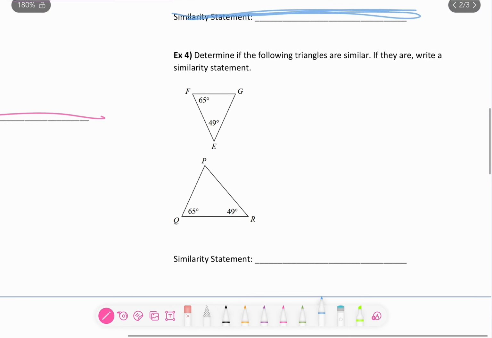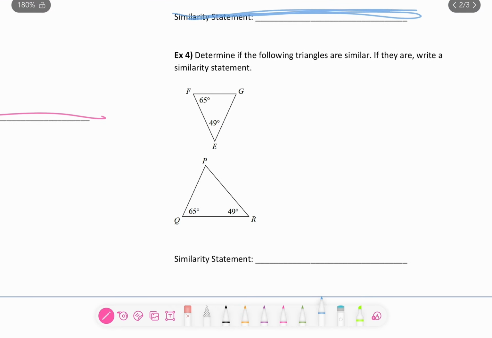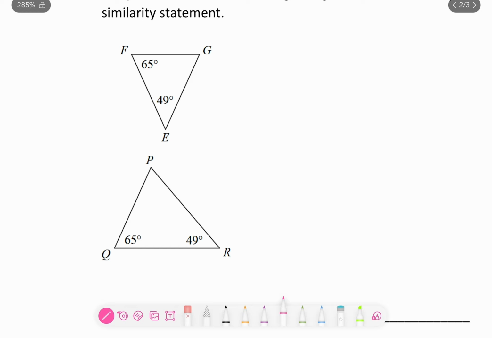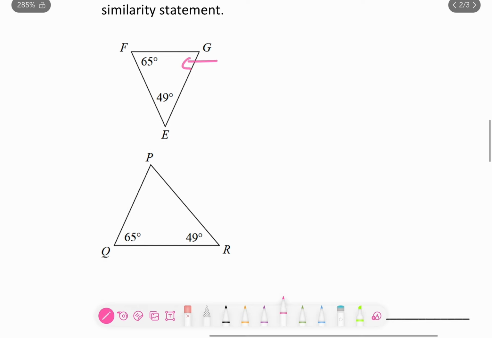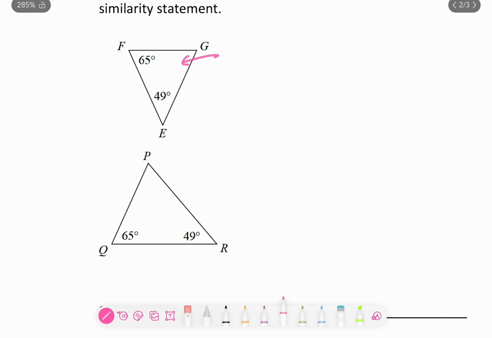Last but not least, example 4. Determine if the following triangles are similar. If they are, write a similarity statement. Again, I can't use the ratios like I did in examples 1 and 2 because I have angles this time. But I can look at the angles. So what I notice is that for triangle EFG, I have a 65 and a 49. I can find the third one so we can just visually see what these angles are. So it looks like I have 65 plus 49, and I'm going to subtract that from 180. So that's 114. So this is going to be 180 minus 114. And again, it's 114 because those two add to 114. And that's going to give us 66 degrees. So that's G, 66 degrees.